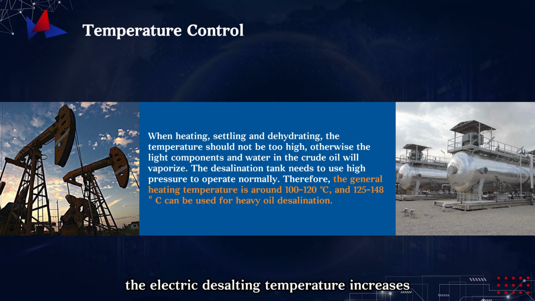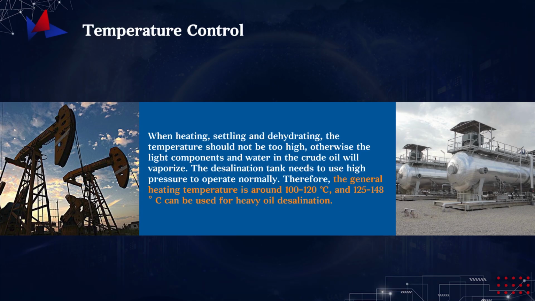Generally, the electric desalting temperature increases as the crude oil density increases. Typically, the heating temperature for electric desalting is around 100 to 120 degrees Celsius.